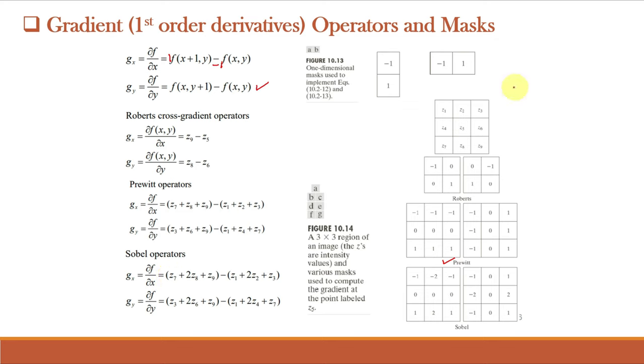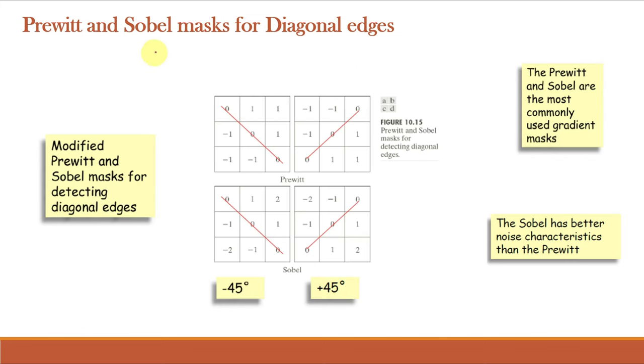The point to remember over here is that the summation of values within a mask always equals 0. For example, you can see here, if you add minus 1, 1, minus 2, 2 and minus 1, 1 and zeros, you will get 0. And this figure shows the Prewitt and Sobel masks for diagonal edges. So these are slightly modified masks for detecting the diagonal edges. And remember, these Prewitt and Sobel operators are the most commonly used gradient masks, and the Sobel has better noise characteristics than the Prewitt operator.